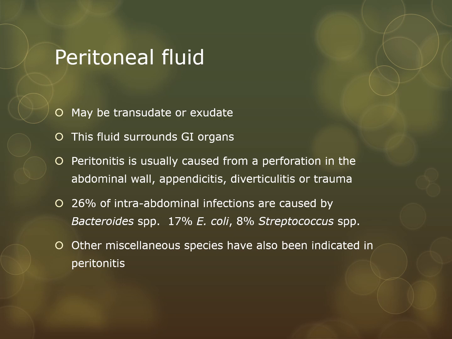26% of intra-abdominal infections are caused by Bacteroides, which is an anaerobic gram-negative rod. 17% are caused by E. coli, and 8% are caused by Streptococcus species. Other miscellaneous species have also been indicated in peritonitis.